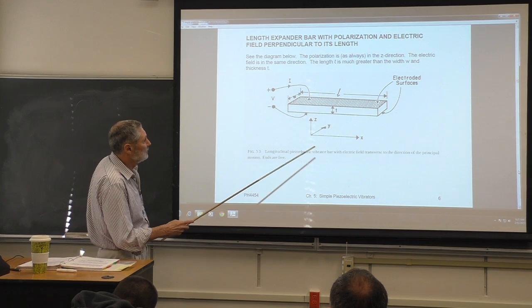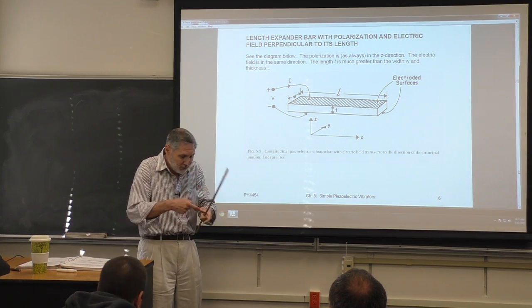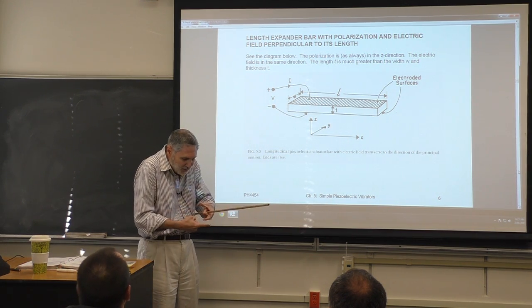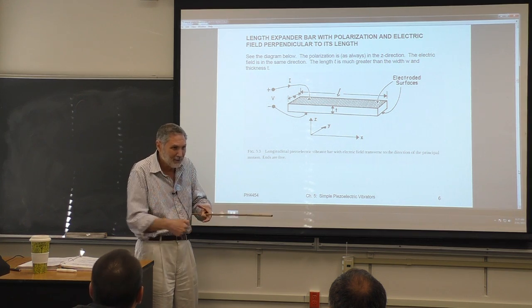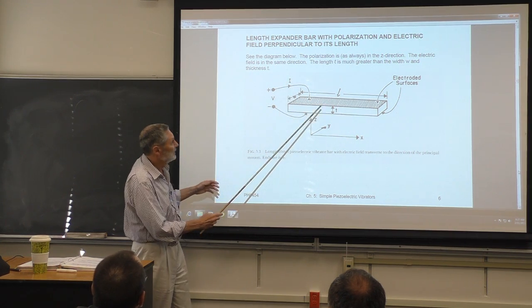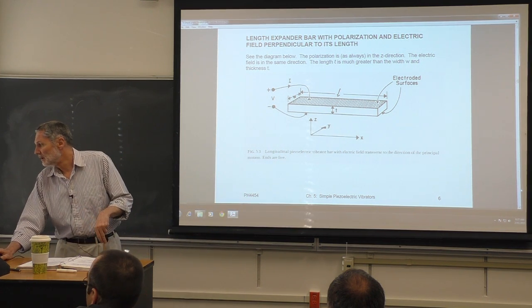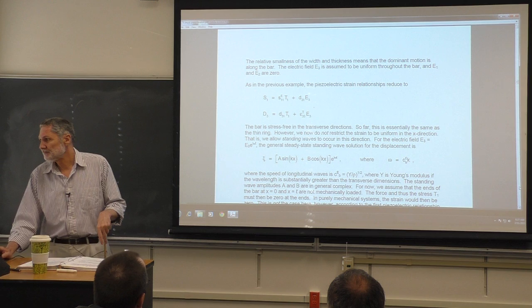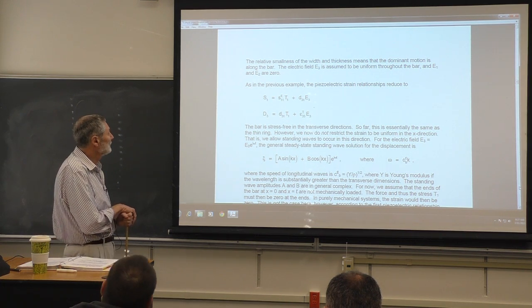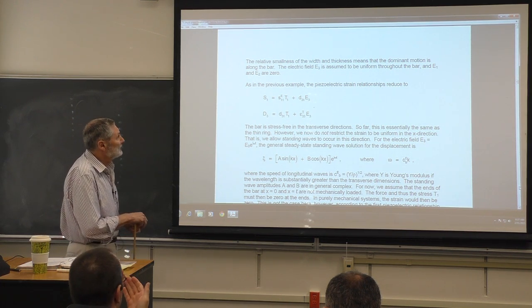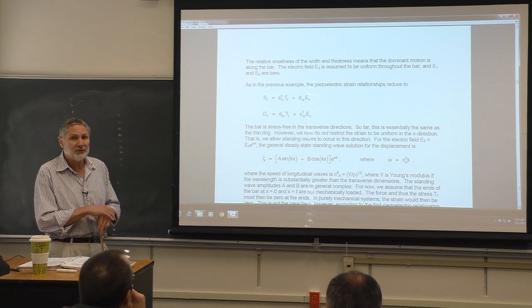And then typically what we do, and this is what we did with the ring, we called X, locally, X this way. So X was kind of going around like that. So this is the same idea here. X is the long dimension. We'll assume the electric field E3 is uniform throughout.